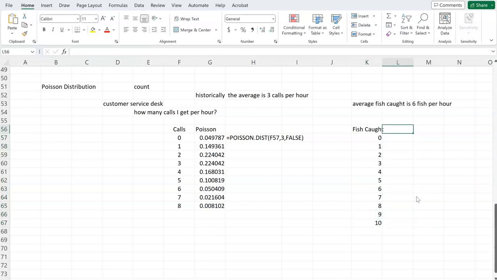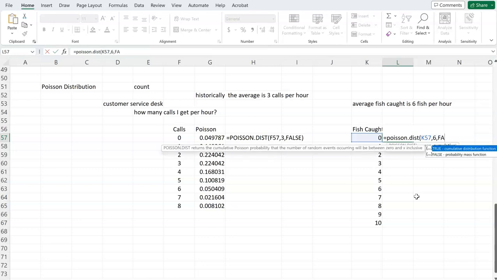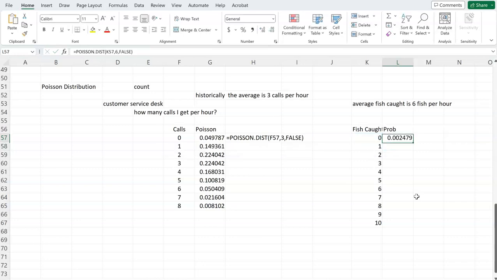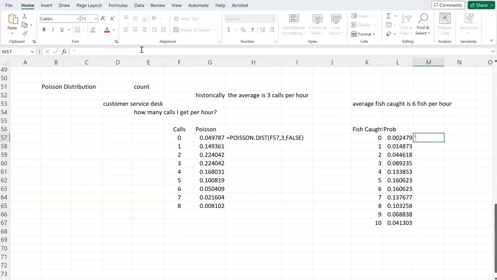So again, we find the probability. And so it would be the same idea. It's Poisson.dist. Or sorry, the x value, that means what is the probability I'm going to catch 0 fish. The average is 6, and cumulative, I'll say, is false. And so there's a very small chance of catching no fish in the next hour. And if I copy and paste the formula down here, I can see how many I can catch.